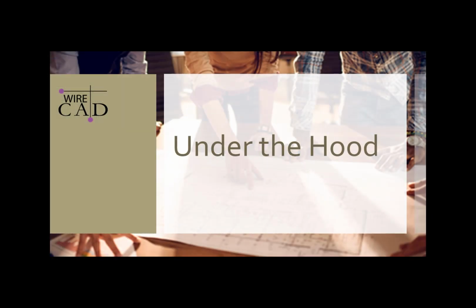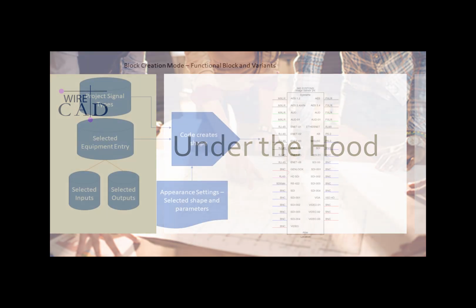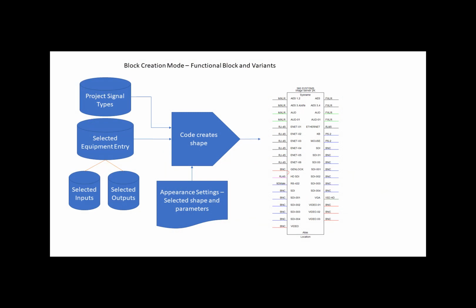Okay, what follows is a discussion on how we actually create the blocks. You can quit the video here or proceed into some more advanced understanding of how we actually do this. When we create a functional block, we gather the information from the various databases, the selected piece of equipment and its I/O, as well as the project signal types information. We feed that and the display settings or the display parameters into our code, which actually creates the shape.